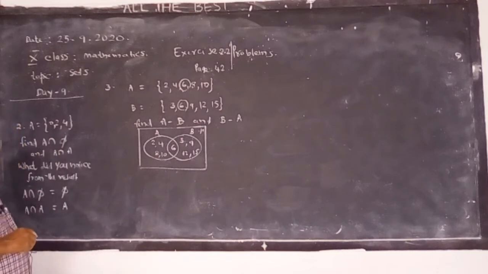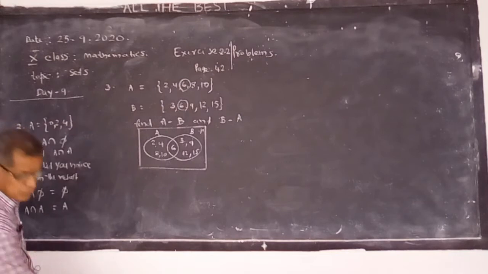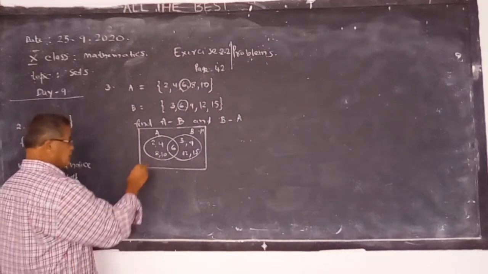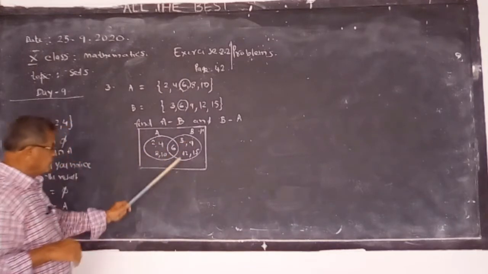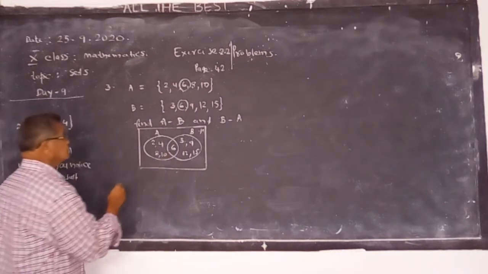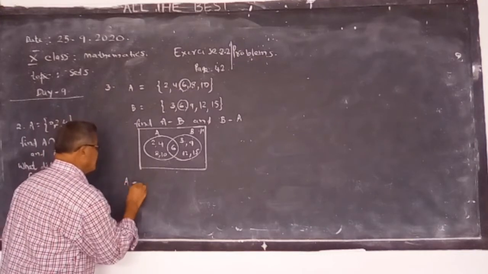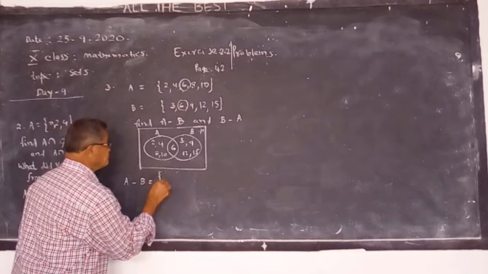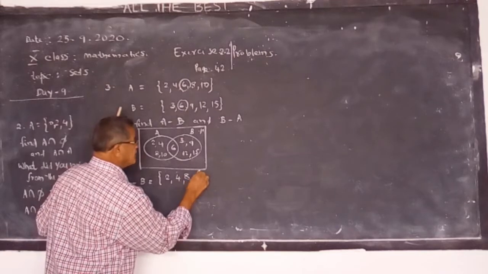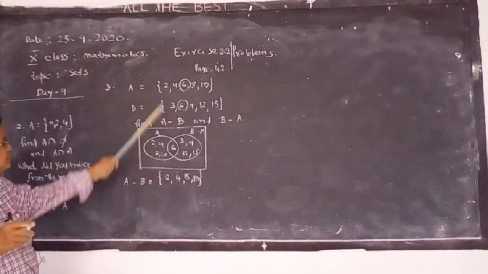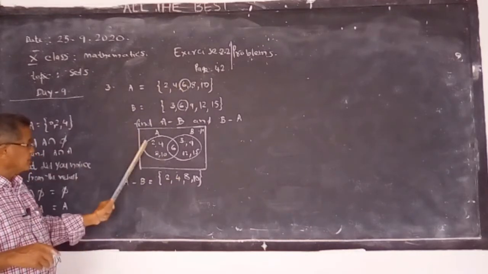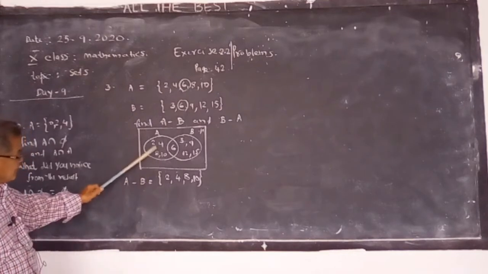Now in the intersection there is only one element, 6. A minus B is the remaining elements after deleting this 6. So it is very simple. A minus B is equal to 2, 4, 8, 10, the remaining elements. First remove the common elements and write the remaining elements of set A. 2, 4, 8, 10. This is the A minus B region.